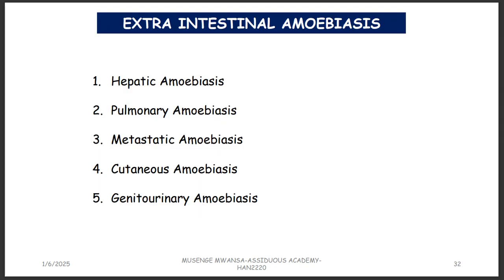Extraintestinal amoebiasis is where other parts of the body are involved. You can have hepatic amoebiasis, pulmonary amoebiasis, metastatic amoebiasis, cutaneous amoebiasis, genitourinary amoebiasis, and these other forms of amoebiasis happening. Okay. So these others are just the involvement of other parts of the body. And by far, hepatic amoebiasis is more common in comparison to the others. That is one thing that we should be able to know there.